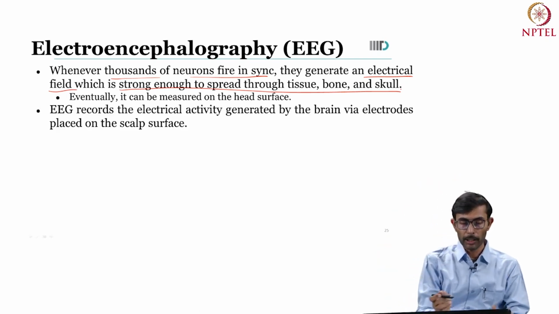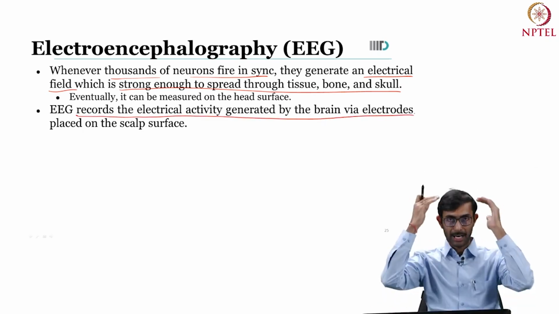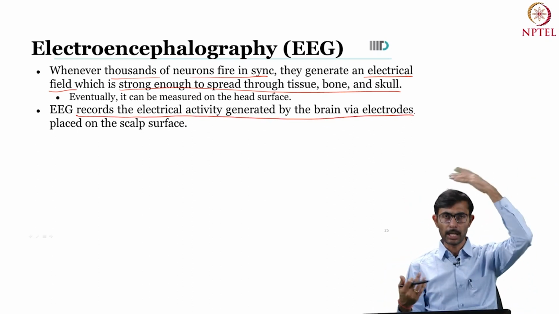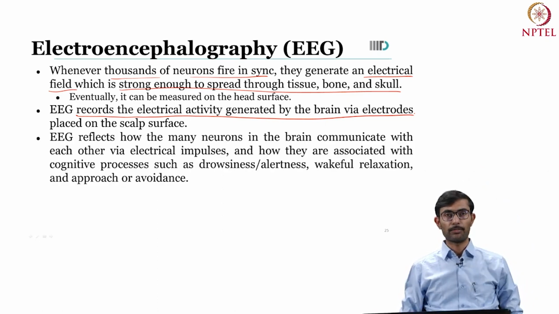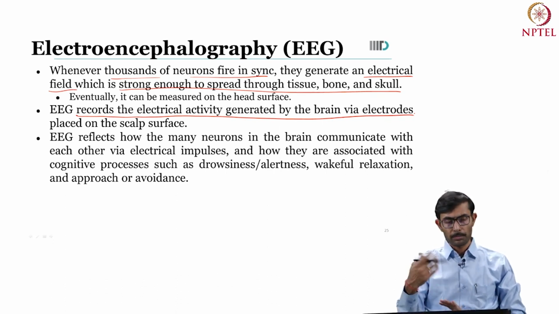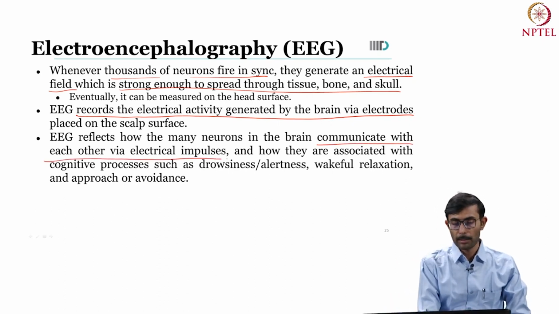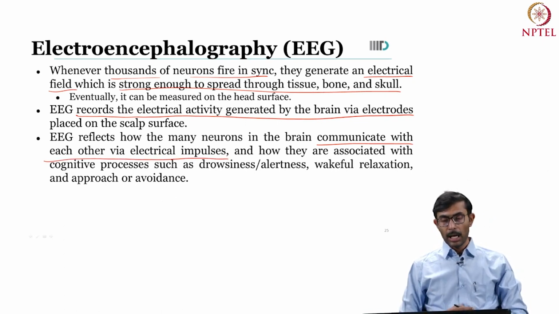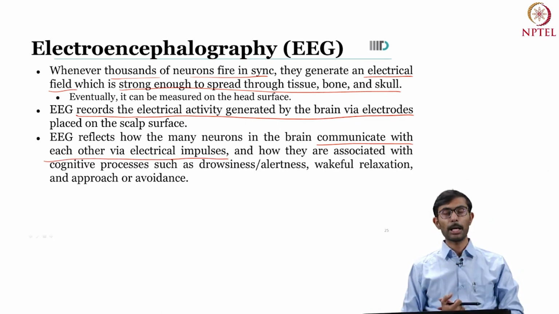EEG records the electrical activity generated by the brain. And how does it record? With the help of certain electrodes that we place on the scalp surface. We will see some examples. As I was saying, the neurons fire in the brain because they want to communicate with each other via electrical impulses. And of course, this communication is not random.